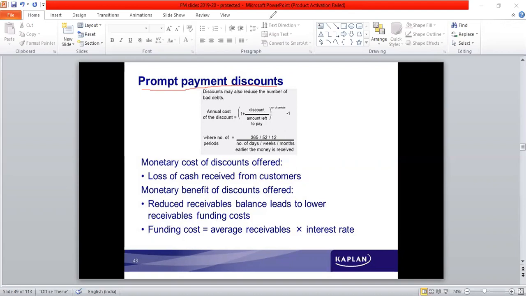Why does the business sell on a credit basis? The reason why goods are sold on a credit basis, as we discussed some time back, is that it will increase the sales. So increase in sales is the benefit they will receive if the goods are sold on a credit basis. If sales are on credit, the benefit is the increase in sales.